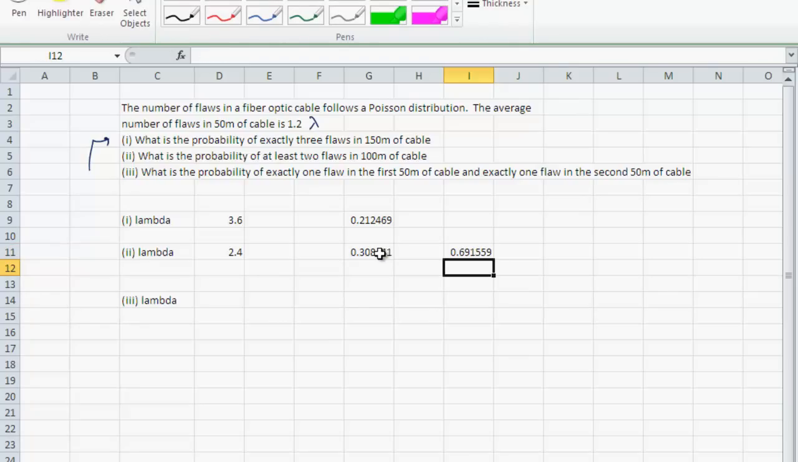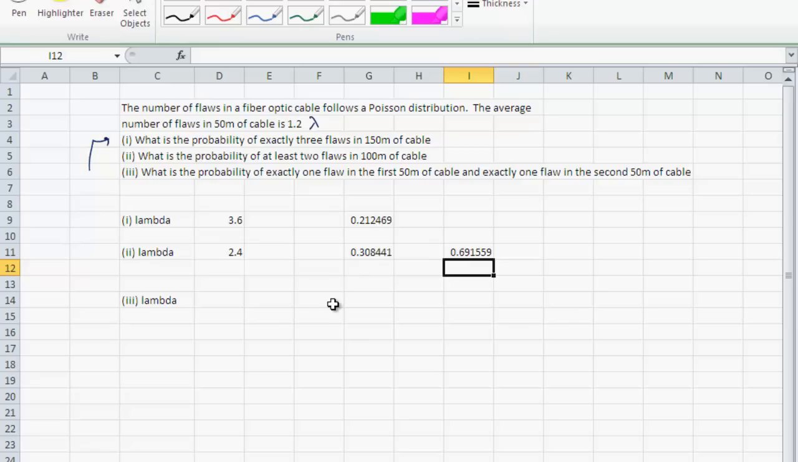I hope you saw how we did the computation. The built-in function Poisson does not give you the 2 or greater. It gives you on the left side from 0 on out. So that's why we first had to compute the probability of 0 flaws and 1 flaw, and then subtract that total from 1. Let's look at the third one.